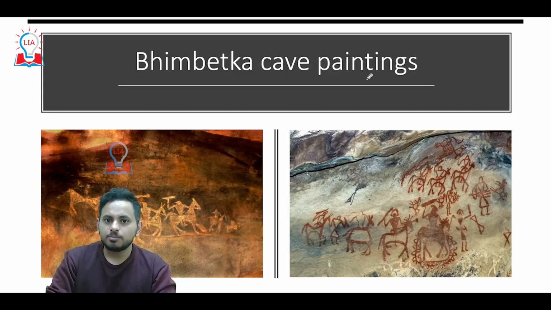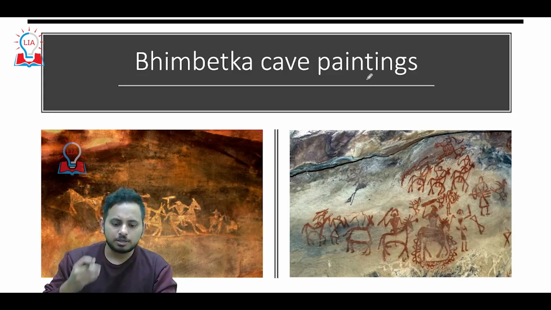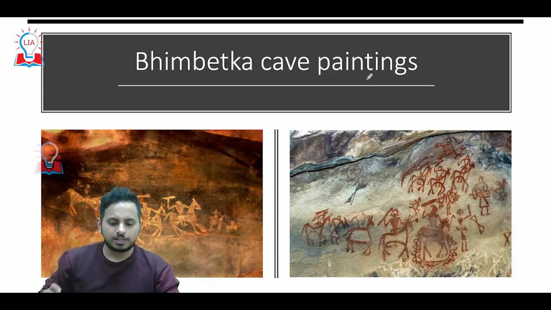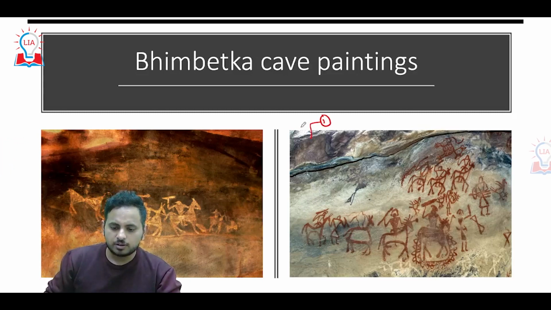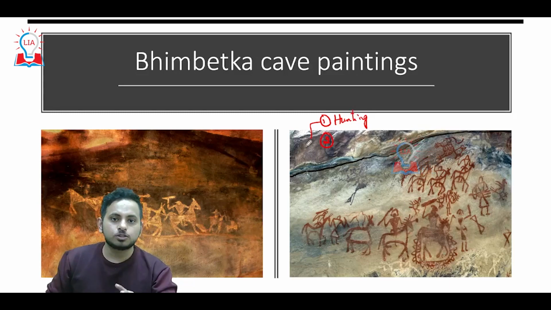Using these, we will be deriving some inferences and understanding the culture of the Mesolithic period. For example, in this painting, what is something that you can infer? See, the first thing that you can infer is that probably this might have been the process of hunting. These are the inferences that we are trying to draw from the Mesolithic cave paintings that we have at Bhimbetka. They are hunting. So these are the hunting scenes.